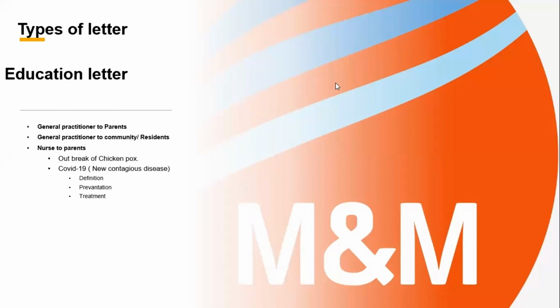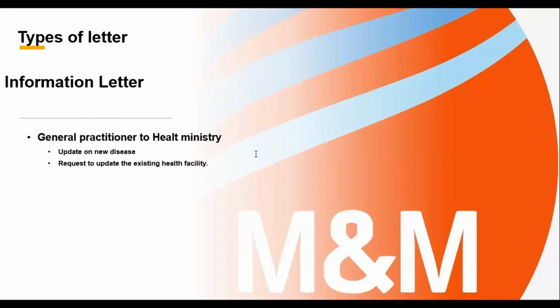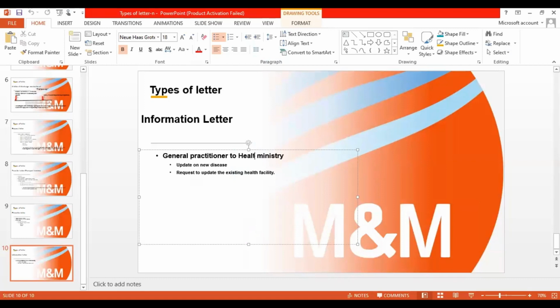After that, we have the information letter. The information letter is normally written to the health ministry, right? There is a spelling mistake in that. Normally, this is written to the health ministry. So this is your letter of information.